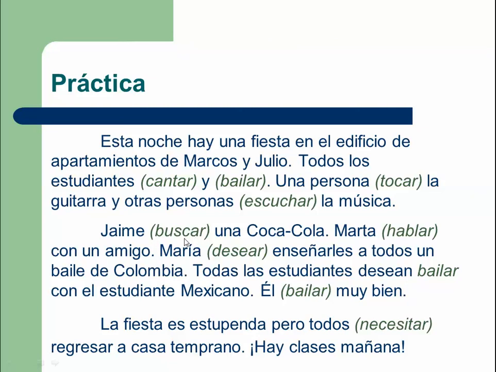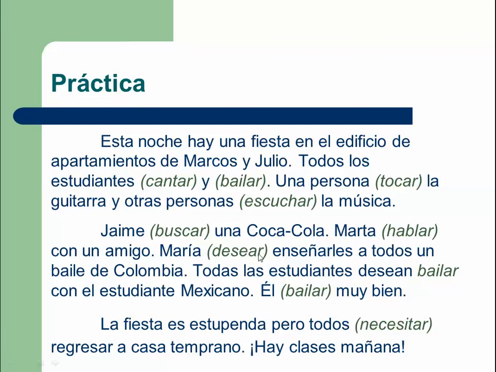Busca. So he looks for una Coca-Cola. Jaime busca, because we just did one person up here. Toca. Jaime busca una Coca-Cola. Marta, she's a she, but she's still one person. So he, she, and it always get the same ending. Marta habla. So Jaime busca. Marta habla con un amigo, with a friend. Maria, she's still a he, she, and it, right? Maria is just a girl.